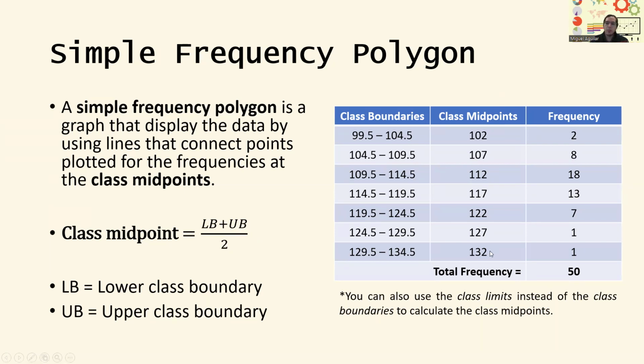So once you have all your midpoints here and you've appended that to your frequency distribution table, we can move on to the next step and actually construct that frequency polygon. Okay. One other note that I might make really quick is that if you do not have the class boundaries, that's perfectly fine. You can also use the class limits to calculate the class midpoints instead.